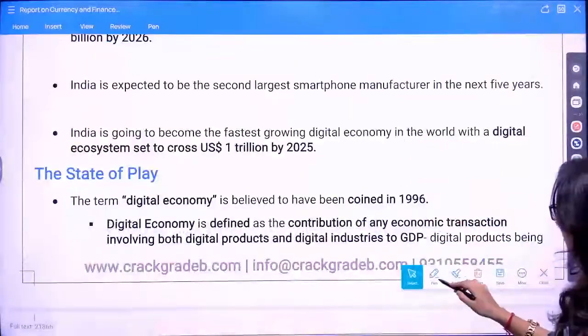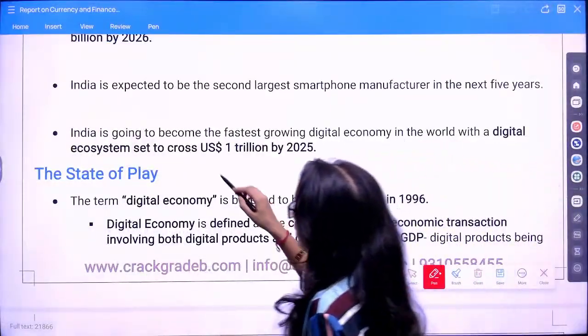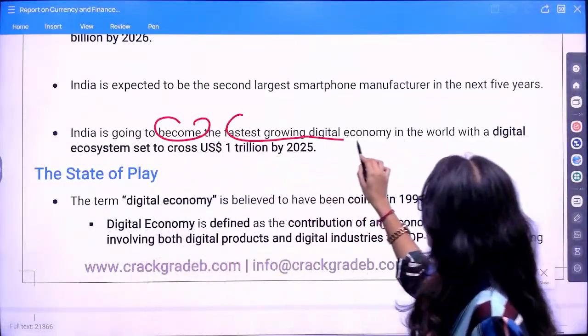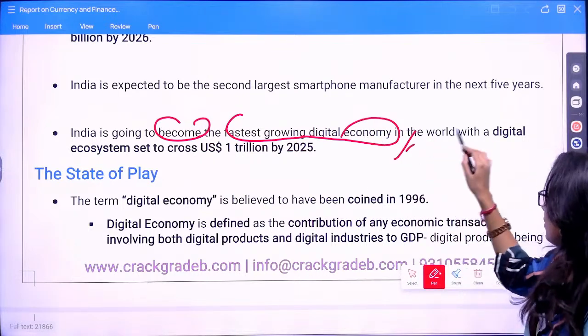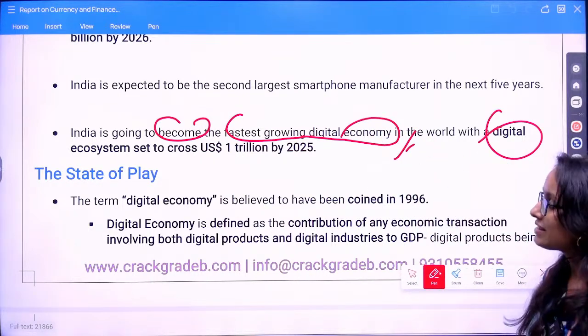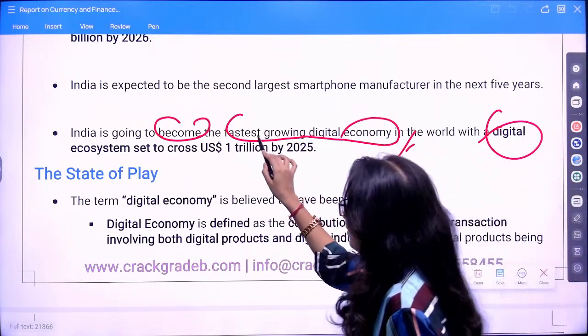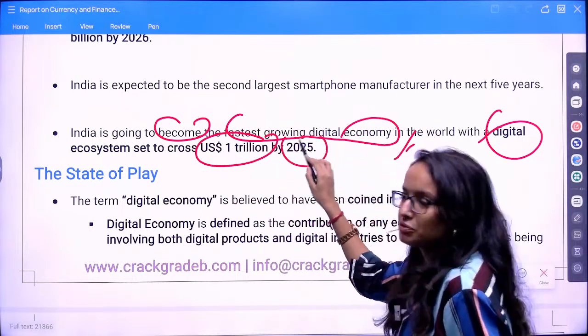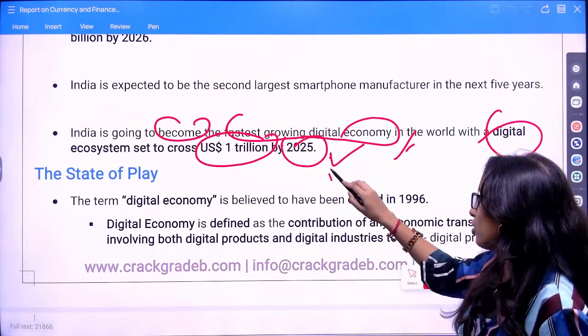Moving ahead, India is going to become the fastest growing digital economy in the world, with a digital ecosystem set to cross 1 trillion US dollar by 2025. Now this is again an important figure.